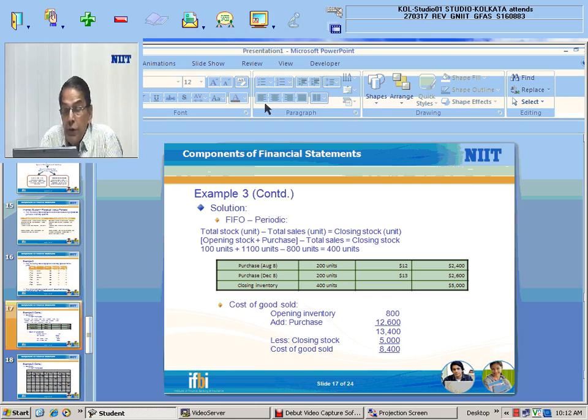So the cost of goods sold: opening inventory, the value of the opening inventory was 800, 100 into 8.